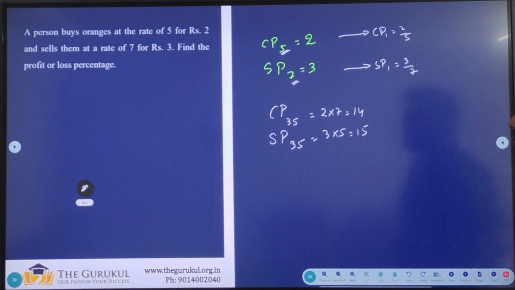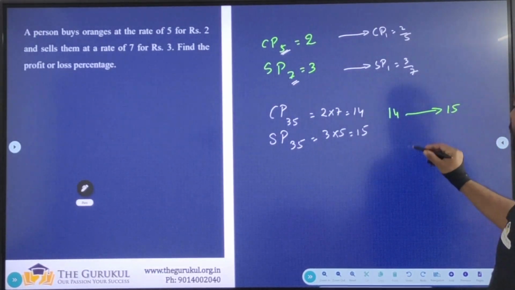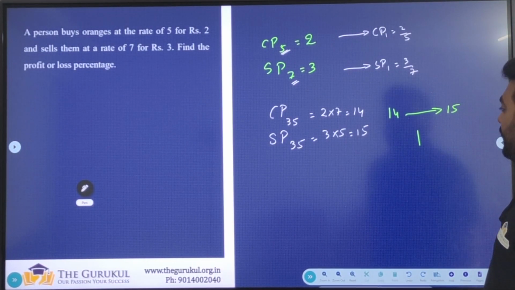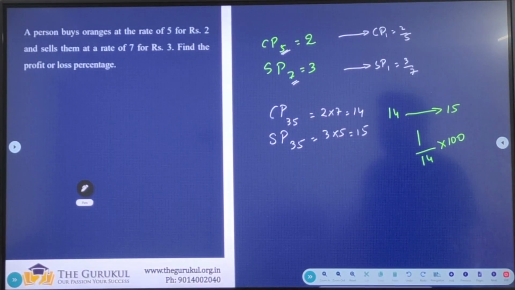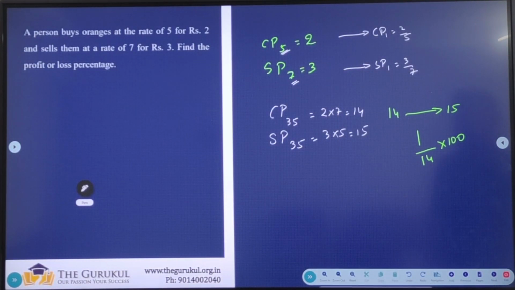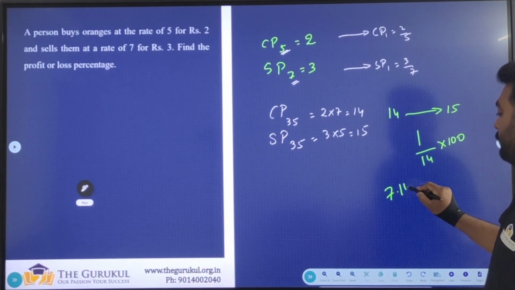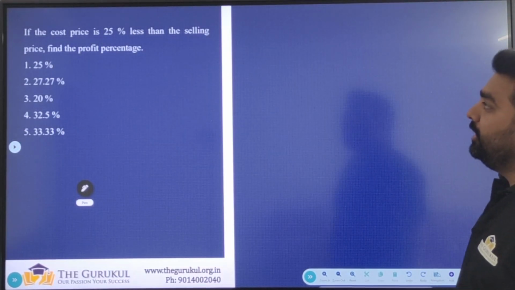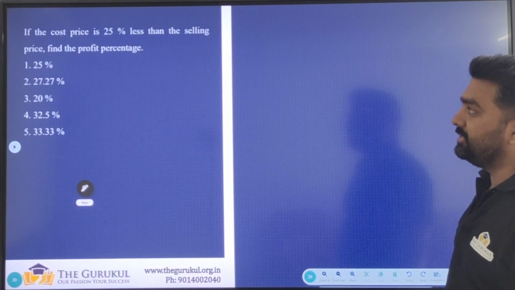Now the problem is very easy. I purchased for 14 rupees, sold for 15 rupees. Will I get profit or loss? Profit only. I'll get 1 rupee profit on 14 rupees. I want percentage, multiplied with 100. So 1 by 14 as a percentage, which will be 7.1428. Clear? Next one. If the cost price is 25% less than the selling price, find the profit percentage.